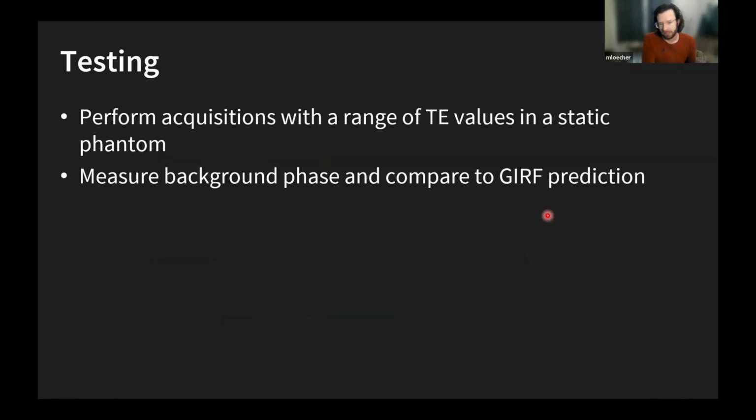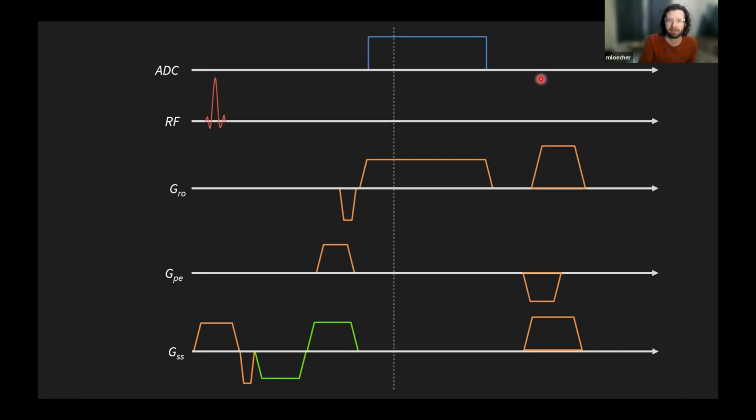So yeah, we have the GIRF. I'll talk about how we measure that a little bit more. We have an idea for how we can use it to predict the background velocity. We then wanted to test it. So we came up with this experiment where we scan a phase contrast image at a range of TE values, just measure the background velocity and compare it to what the GIRF predicted.